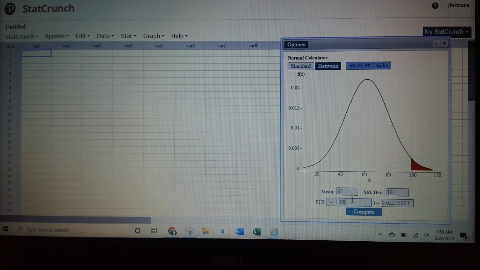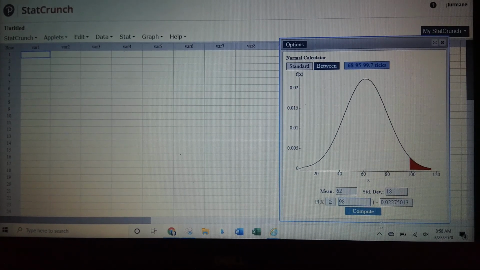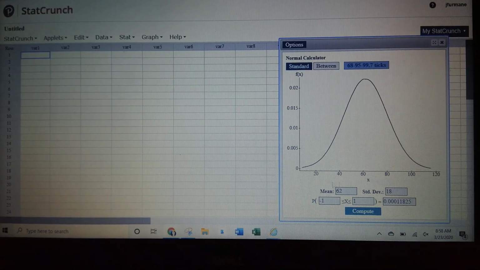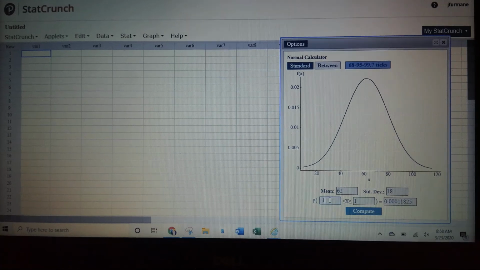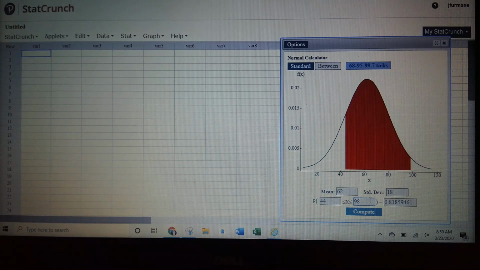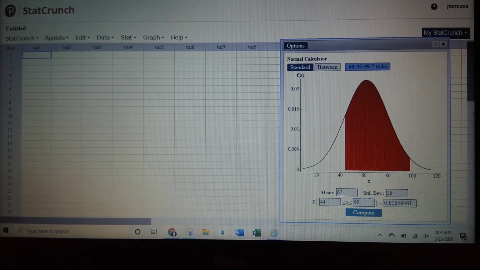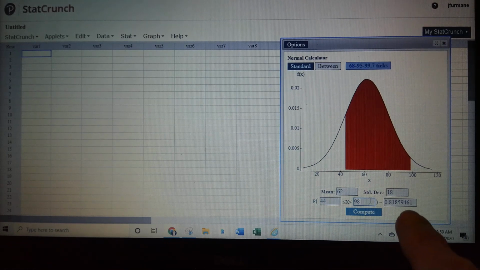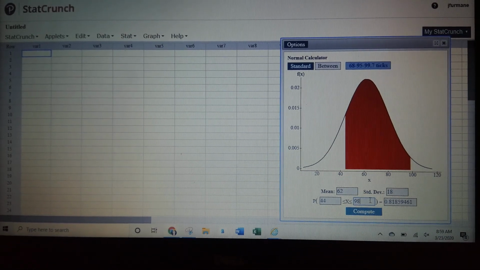For part D, we want to find the probability of between. So if you want to find the probability that's between two numbers, not just greater than or less than one number, you have to go up here to the Between tab. When I click on that, it will give me two possible answers I can be in between. So I want to be in between 44 and 98. And I find that that probability is 0.8186. We had 0.8185 in our table, so a slight rounding difference there. For the sake of your homework, most answers they're going to want probably are going to come from the StatCrunch numbers here, but you should know how to also do them with your tables.